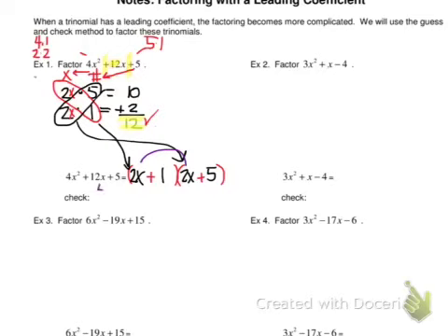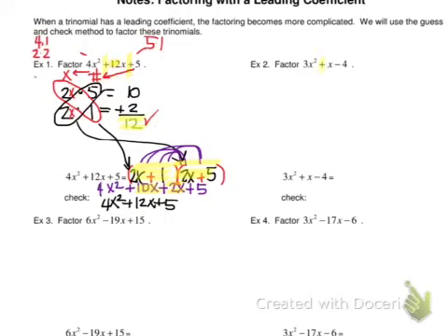2x times 2x is 4x squared. And 2x times 5 is 10x. 1 times 2x is 2x. And 1 times 5 is 5. When we combine our like middle terms, we get 4x squared plus 12x plus 5, which is our original trinomial. So I know that 2x plus 1 and 2x plus 5 are my factors of 4x squared plus 12x plus 5.